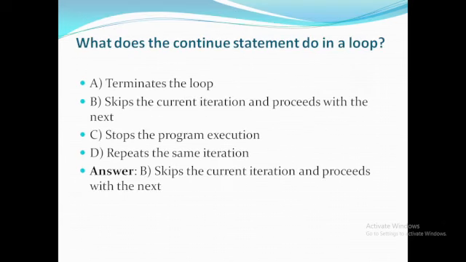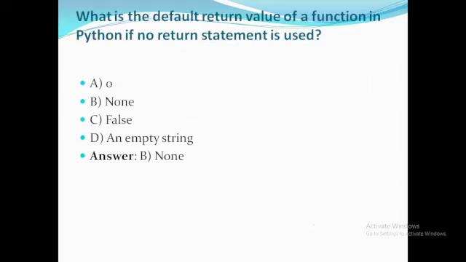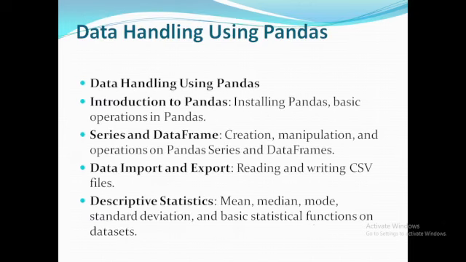What does a continue statement do in a loop? It is continuing the loop. It skips the current iteration and proceeds with the next. मतलब ये current iteration को रोक कर आगे बढ़ जाता है. What is the default return value of a function in Python if no return statement is used? अगर हम कोई return statement use नहीं करेंगे तो default return value क्या होगा? क्या वो 0 होगा, none होगा, false होगा? तो answer होगा none.